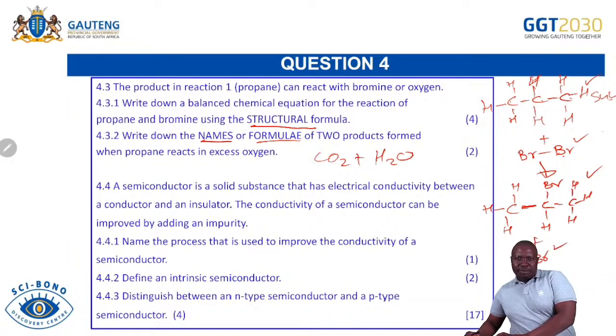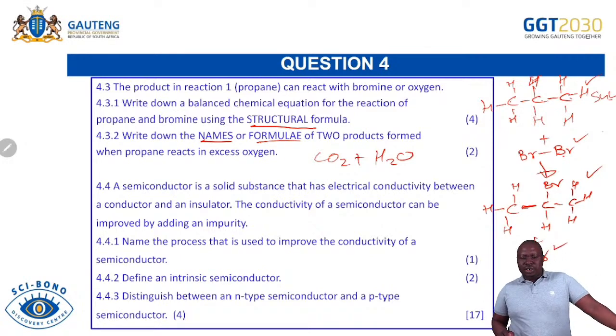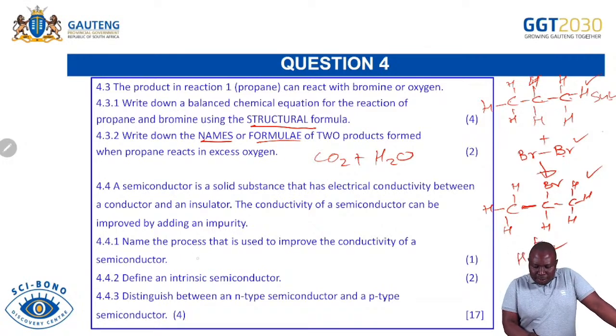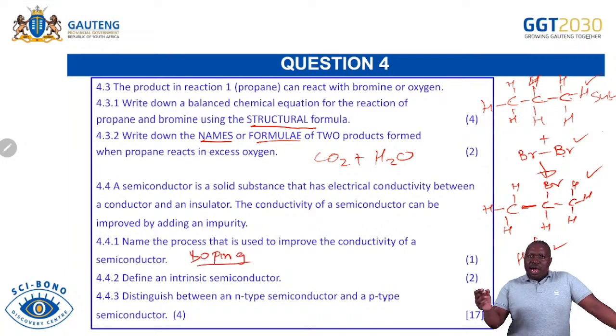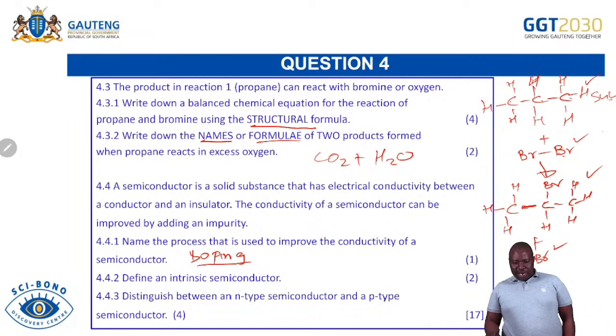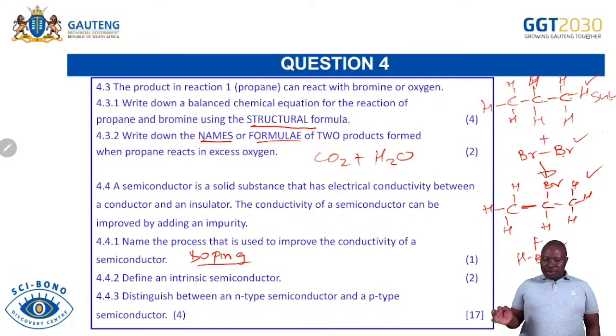When you bring something that is not pure, then you are doing a process called doping. So the name of the process is called doping. It means we are having a pure semiconductor, and we are bringing in impurities to increase the conductivity of that particular semiconductor.